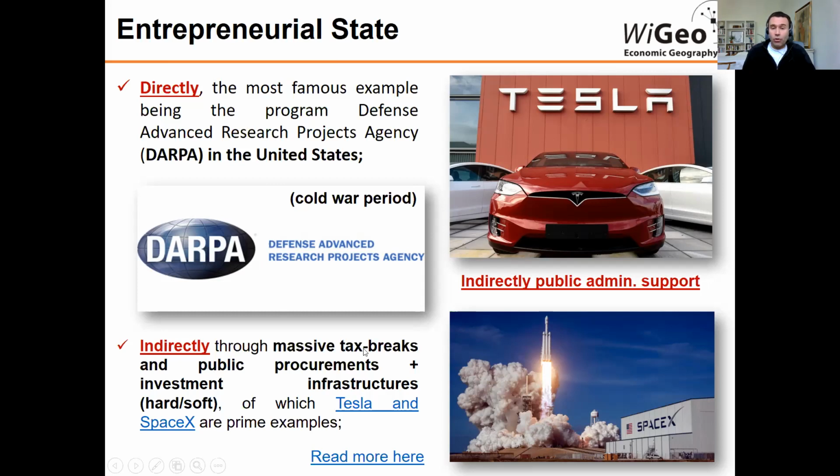Indirectly, and in most cases, this happens through tax breaks, public procurement, facilitating the contracting of certain services or access to specific goods, but it is also related to investment in infrastructures, be they hard infrastructures, roads, airports, train lines, and also soft infrastructures. If you think about optical fiber across territories, trying to improve other communication systems within a specific territory. Examples of this are Tesla and SpaceX, among many others, in the United States. So we have indirect public administration support whose prime goal is to foster these technological innovation processes, which will eventually lead to higher levels of entrepreneurship, new firms, new businesses, and eventually new development paths within these territories.